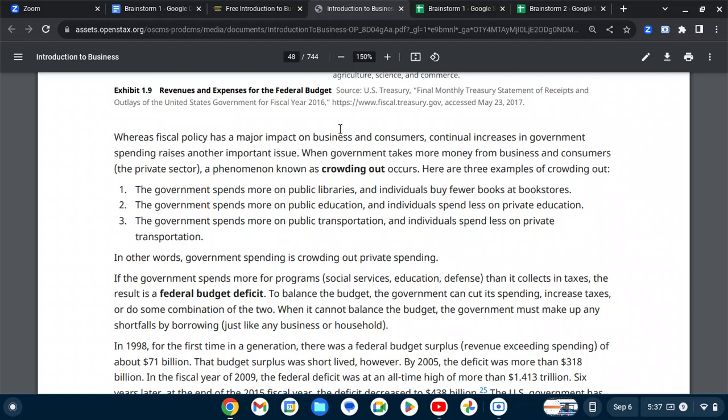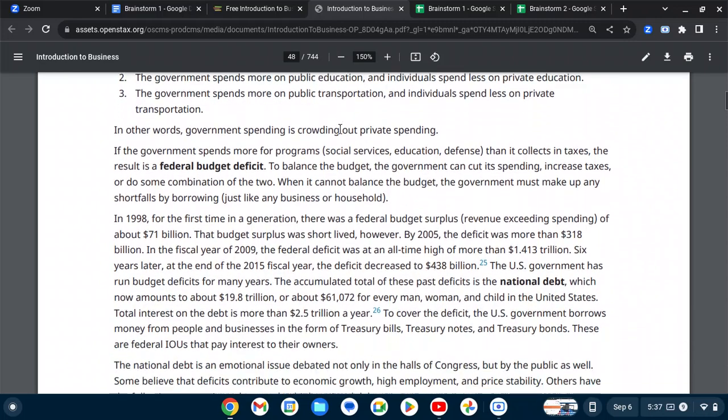The government spends more on public education, and individuals spend less on private education. The government spends more on public transportation, and individuals spend less on private transportation. In other words, government spending is crowding out private spending.